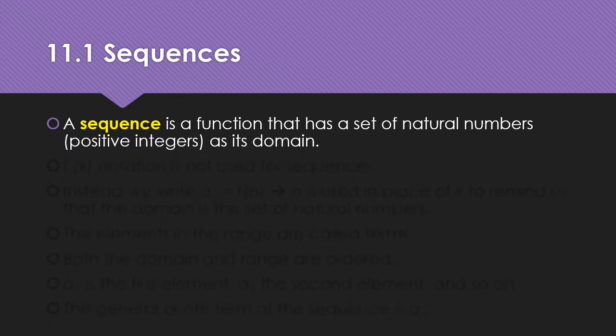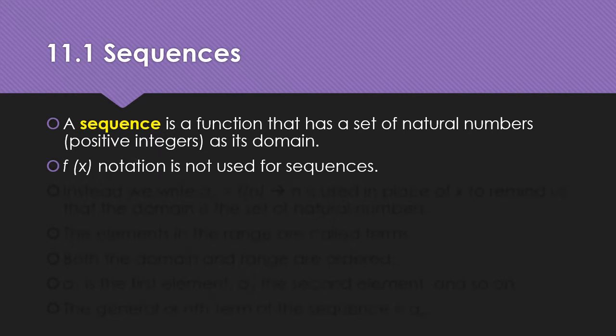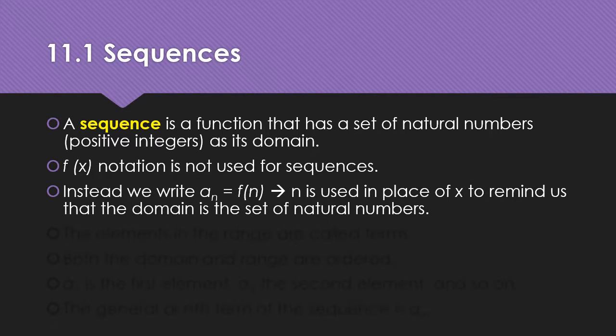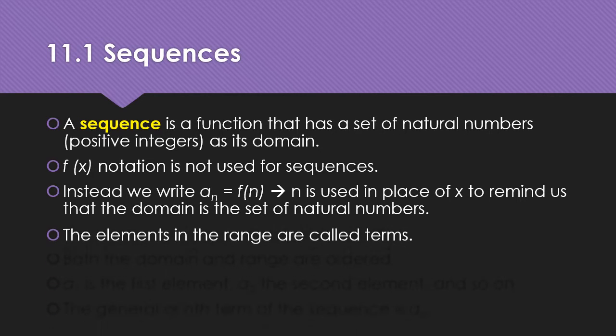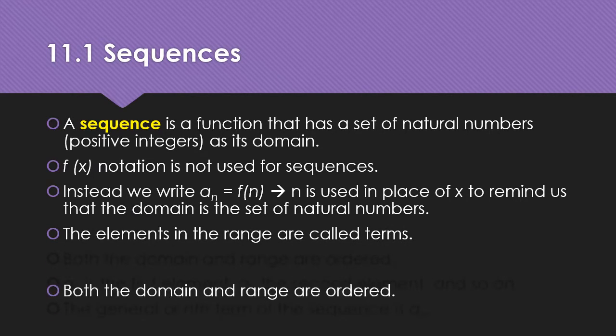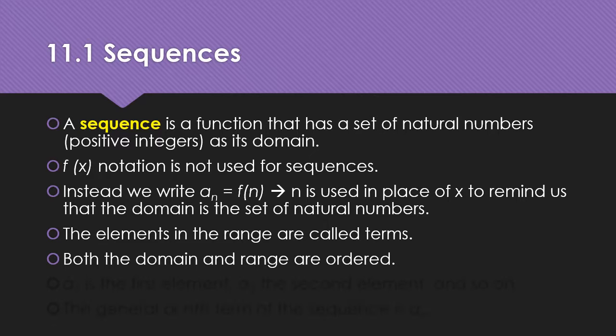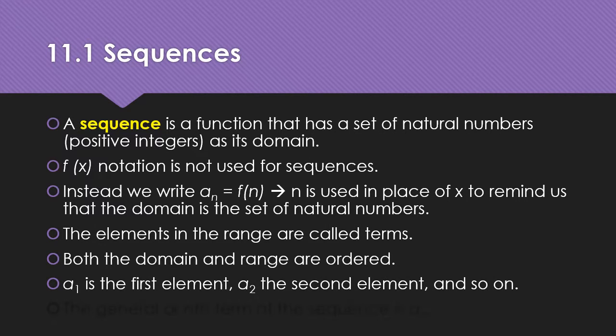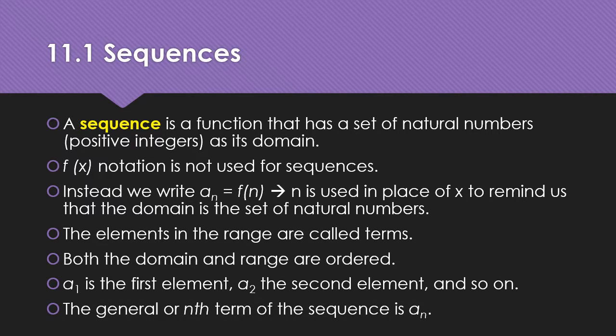A sequence is a function that has a set of natural numbers or positive integers as its domain. The f of x notation is not used for sequences. Instead, what we write is a sub n equals f of n. N is used in the place of x to remind us that the domain is the set of natural numbers. The elements in the range are called the terms, and both the domain and range are ordered. A sub 1 is the first element, A sub 2 is the second, and so on. The general or nth term of the sequence is A sub n.